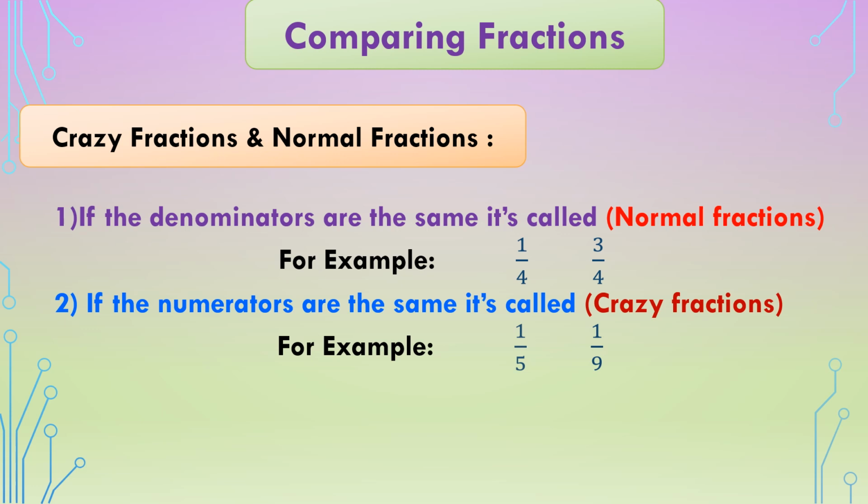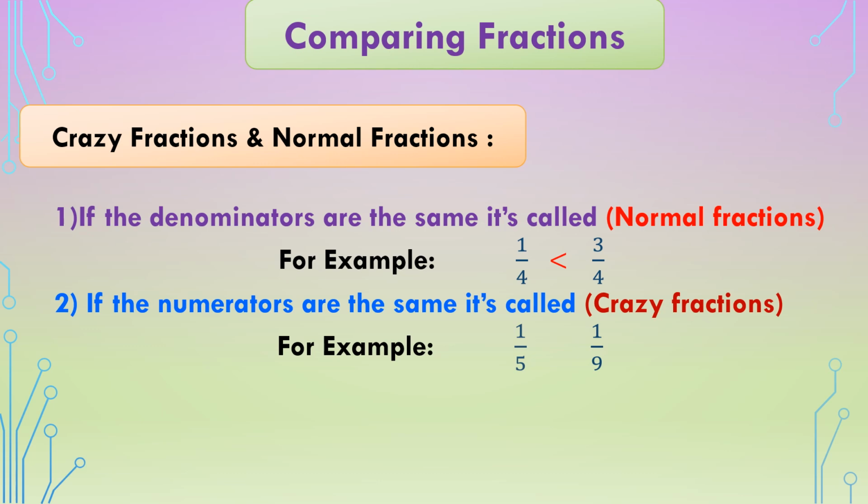For example, 1 over 4 and 3 over 4. Which is bigger? Is it crazy or normal? It's normal. Why? Because the denominators are the same. So compare between 3 and 1. Which is bigger in normal? 3 or 1? Yes, 3. So 3 over 4 is bigger than 1 over 4. It's normal.